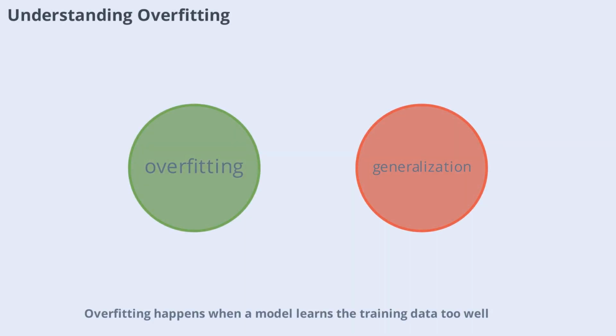Overfitting happens when a model learns the training data too well, capturing noise instead of the underlying pattern. This means it performs great on the training set but fails to generalize to new data. Overfitting is a common pitfall in model fitting, especially with complex models. Recognizing and avoiding overfitting is key to building robust, reliable models that work in the real world.